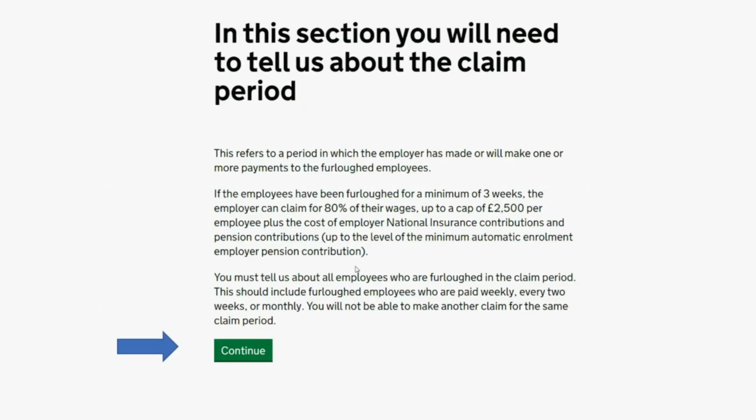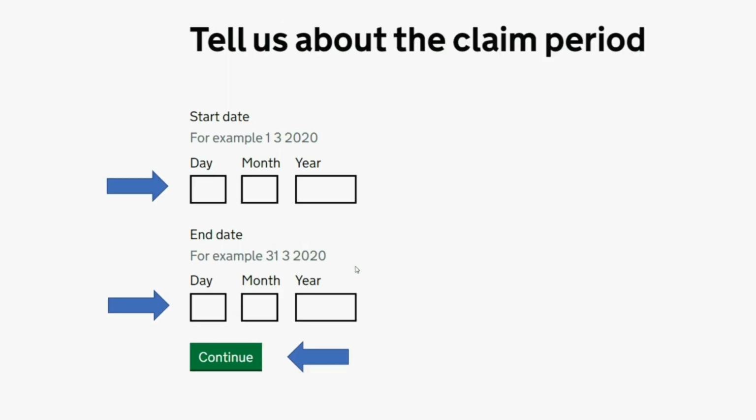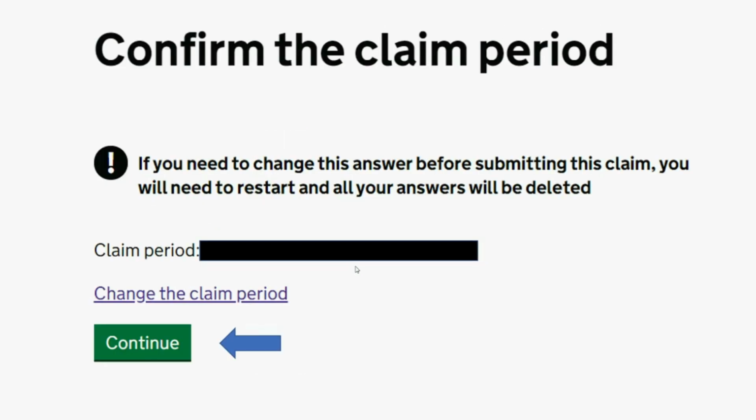In this section, you will need to tell us about the claim period. So that's what we're going to go on to next. Then we're going to put some dates in. In general, I believe that you can go for the current period and the next period. So most people will now be claiming probably to the end of April 1st and then have to make subsequent claims after that. You then get a confirmation back of the period that you've claimed for, and you can click continue.